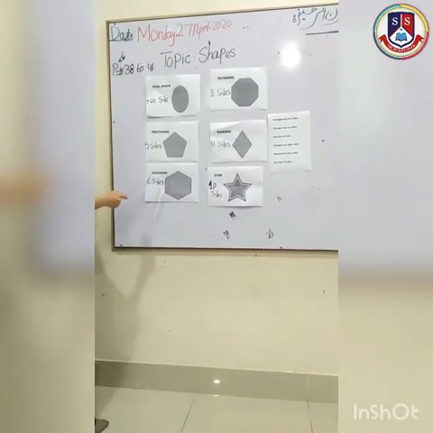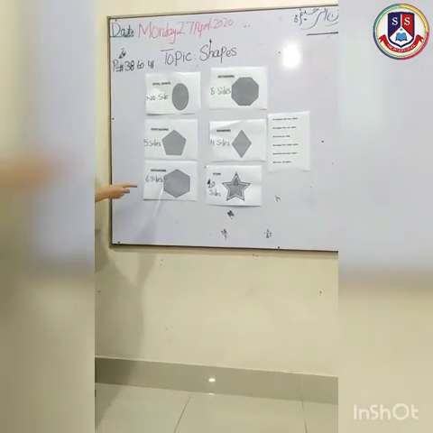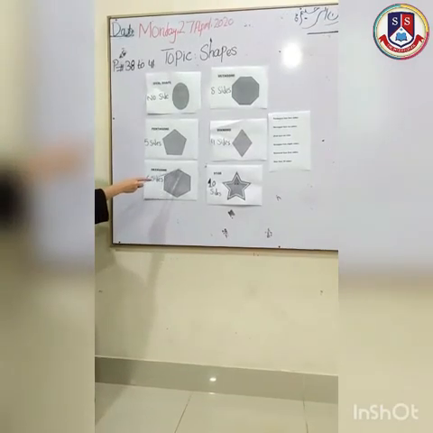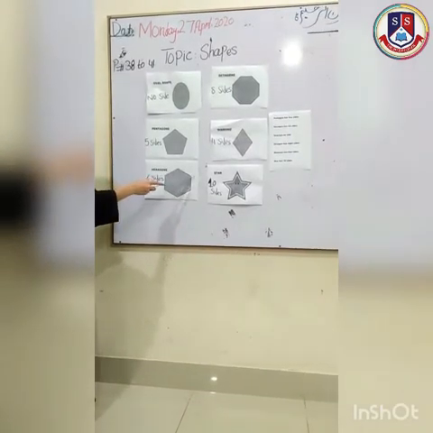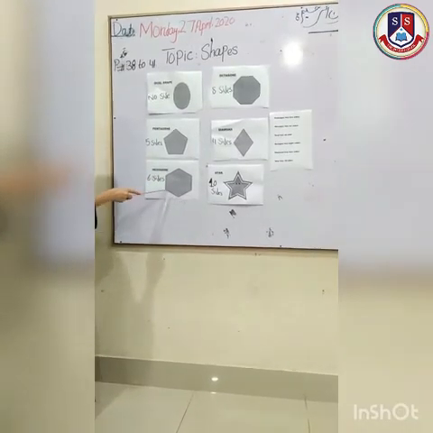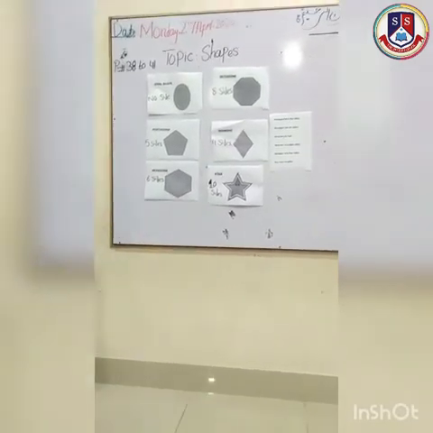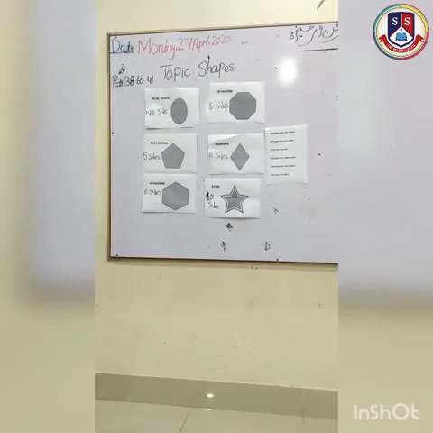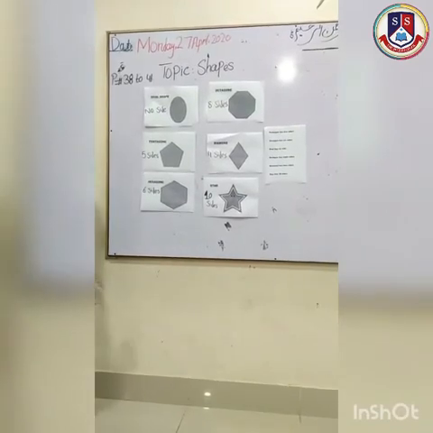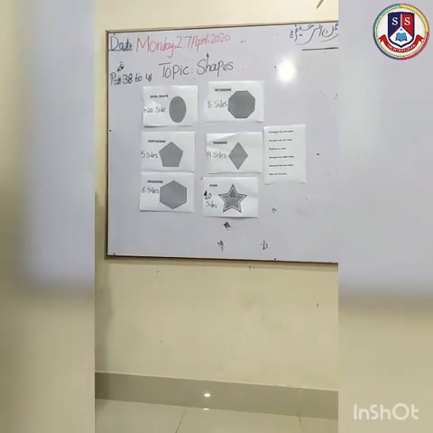Now the third one. This is called hexagon. The shape hexagon has 6 sides. Let's count them. 1, 2. First to second corner, second to third corner, third to fourth, fourth to fifth, and fifth to sixth. In total there are 6 straight sides. So the hexagon has 6 sides.